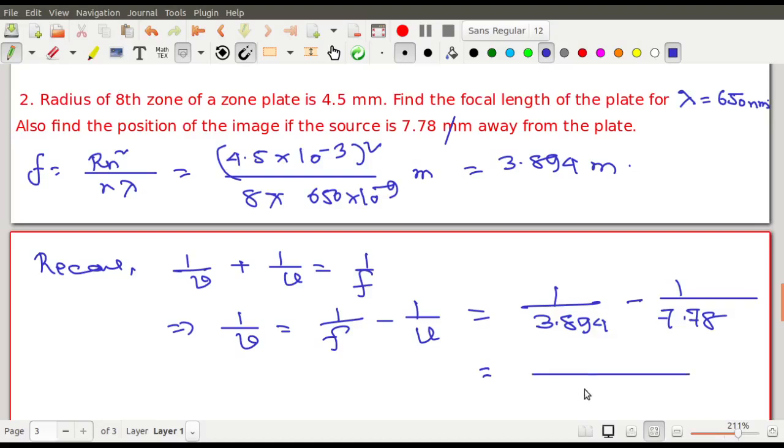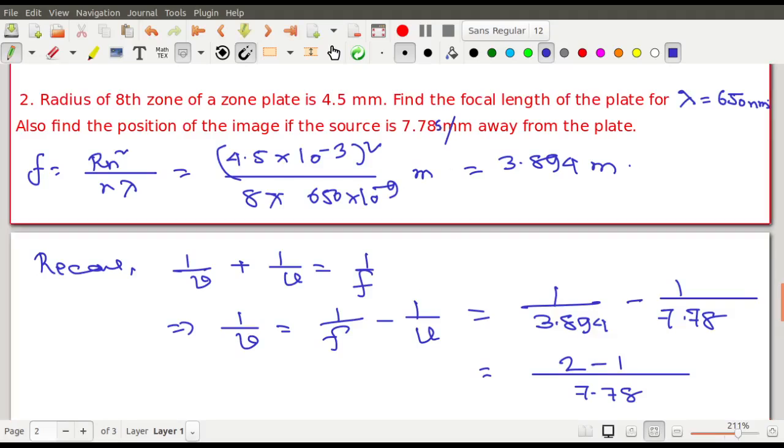Okay, this one is 7.78. This one is actually 2 minus 1, I guess. Nearly 3.894, multiply it by 2 and see. 3.894 multiplied by 2, yeah, this gives you 7.788 actually. Okay, so this is nearly 7.788.